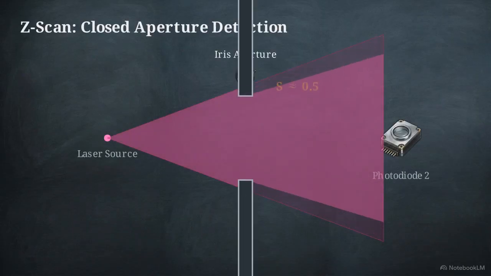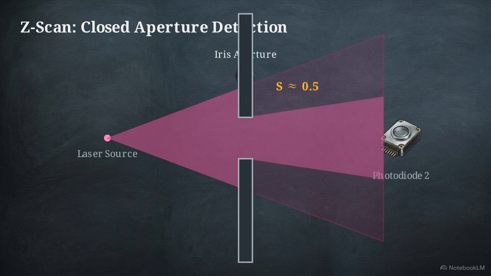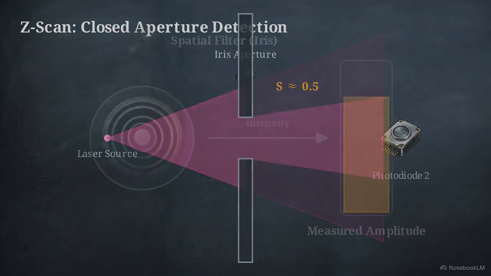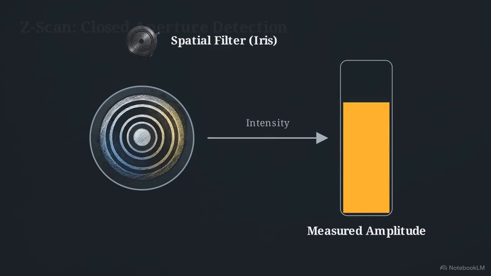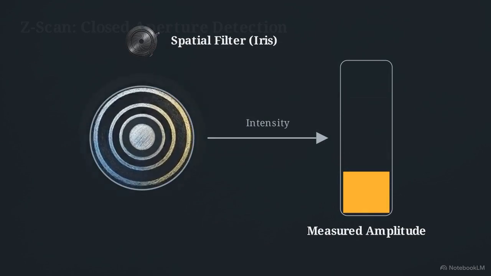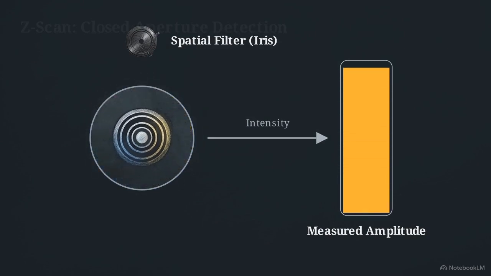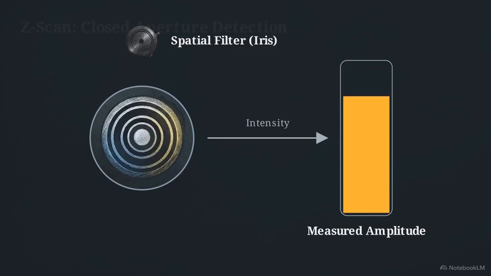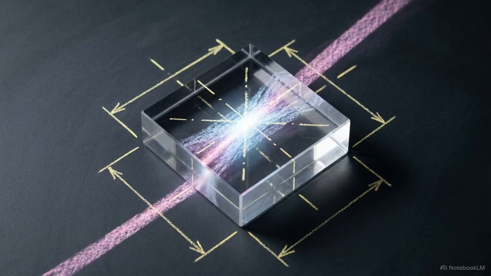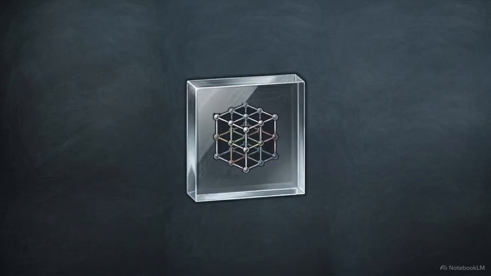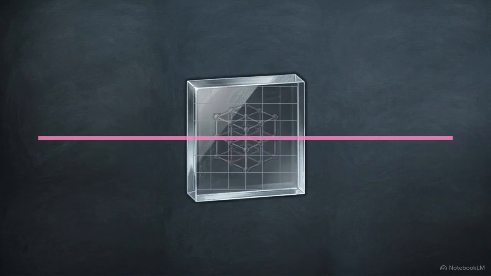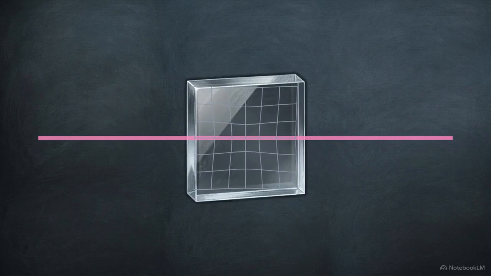Before the light reaches photodiode 2, an iris is positioned to intentionally clip roughly half of the beam's outer intensity. This simple mechanical aperture acts as a filter, transforming variations in the beam's radius into highly measurable amplitude fluctuations. This brings us to the Kerr effect. At extreme intensities near the focal point, the intense laser light actively modulates the local index of refraction, functionally turning the material into a transient optical lens.